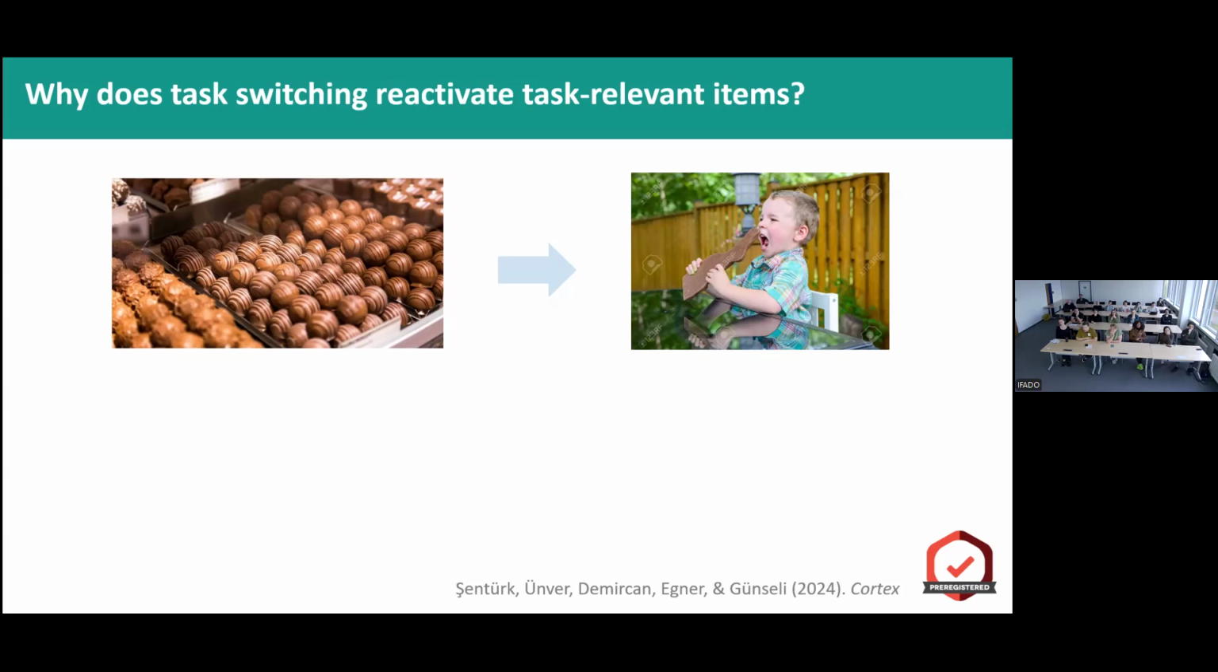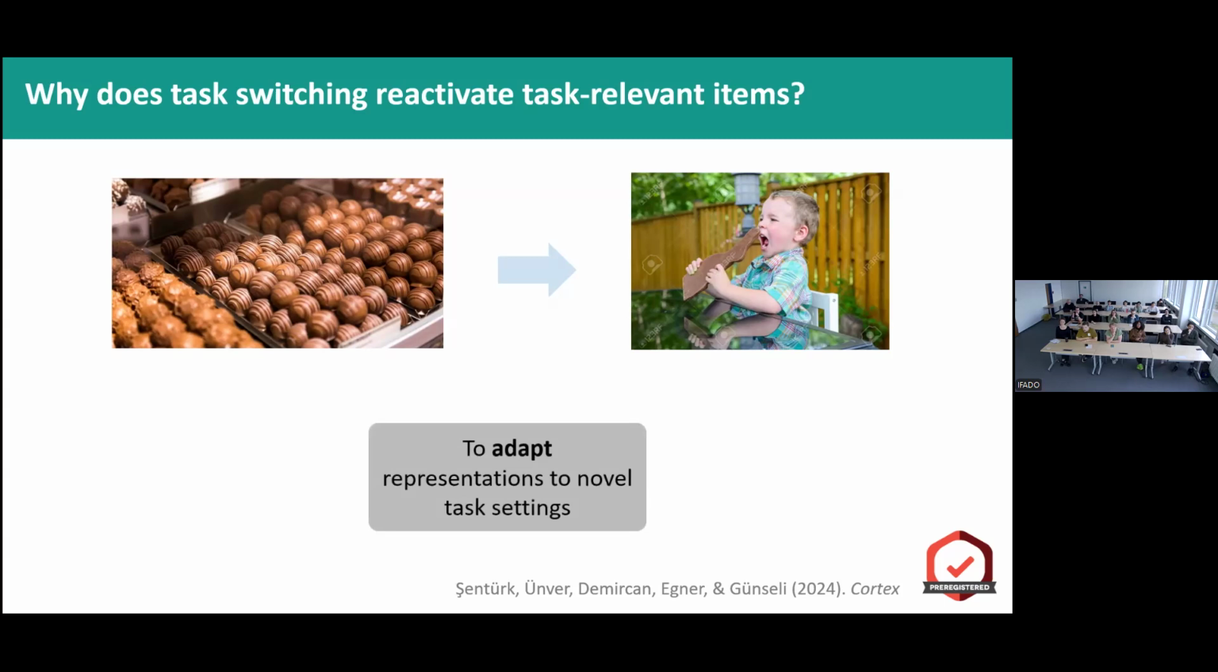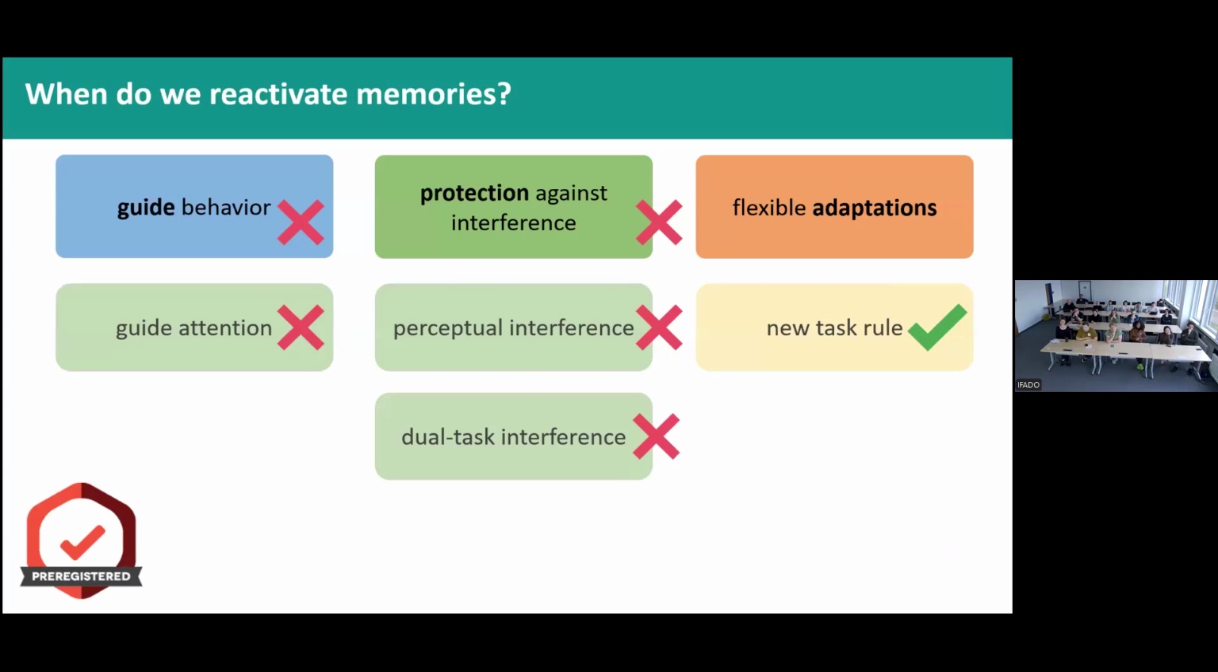In other words, working memory could be more flexible to make these adjustments, as opposed to long-term memories that are stored via structural changes that are harder to work with. So to adapt representations to novel task settings, we might need reactivation in working memory. So now we found that reactivation is stronger when switching to a new task rule, which is in line with the flexible adaptation view.